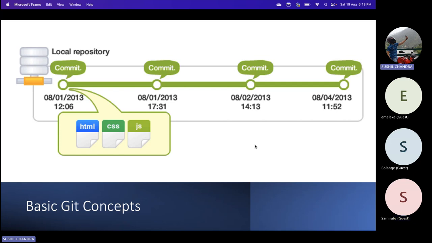Now, Sulans, explain this. What comes to your mind when you see this? So I see the local repository, which is like where the code is stored. And I see the different types of files or scripts that can be committed, like HTML, CSS and JSON. And the different times are like different times when this code is being committed.